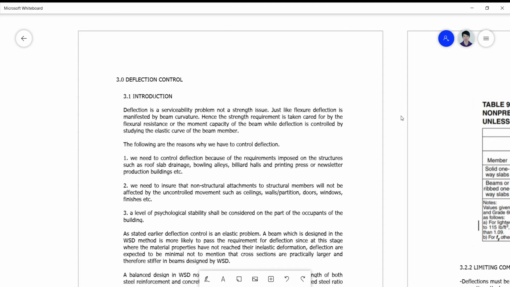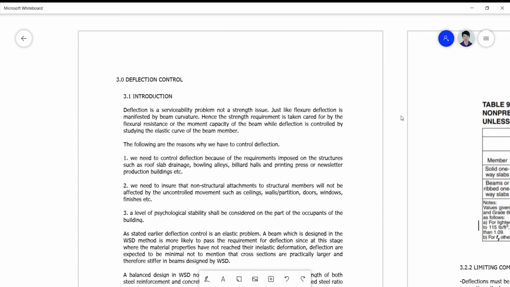Morning class. Today we will be studying concepts on deflection and the need for controlling deflection. So as an introduction, I'd like to point out that deflection is a serviceability issue, and it has nothing to do with strength design.